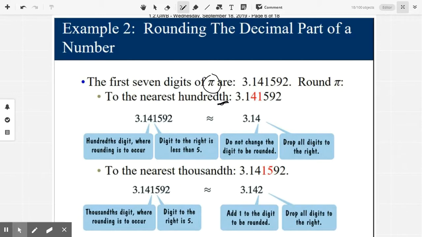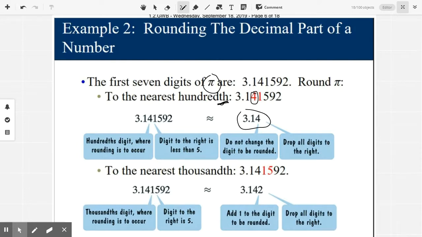So to the nearest hundredth, tens, hundreds right here. So we're looking at this right here. That's what we're rounding to. So now we have to look to the number to the right of it, which is 1, less than 5. So this number stays the same. Everything else goes to 0, which trailing zeros we can drop off. And this is where they've rounded to 3.14. So that's pi to the nearest hundredth.